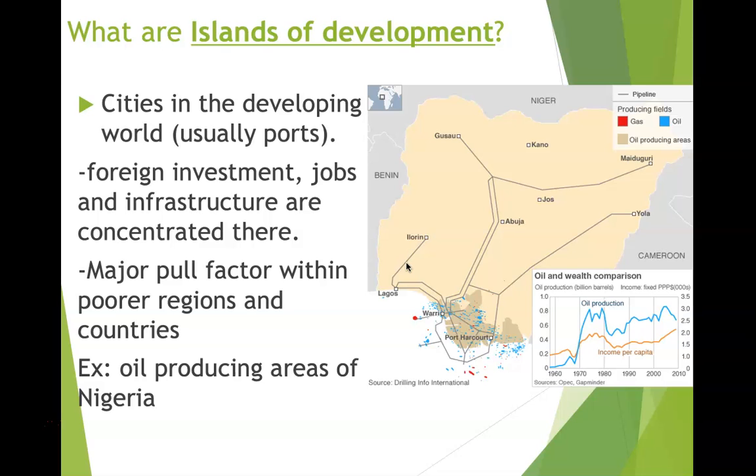Other things to think about: islands of development. These are pull factors, right? Cities in developing worlds are usually ports. You see lots of foreign investment, available jobs, factories, and infrastructure happening there, and you see that less so in the interior of countries. Nigeria is a great example.